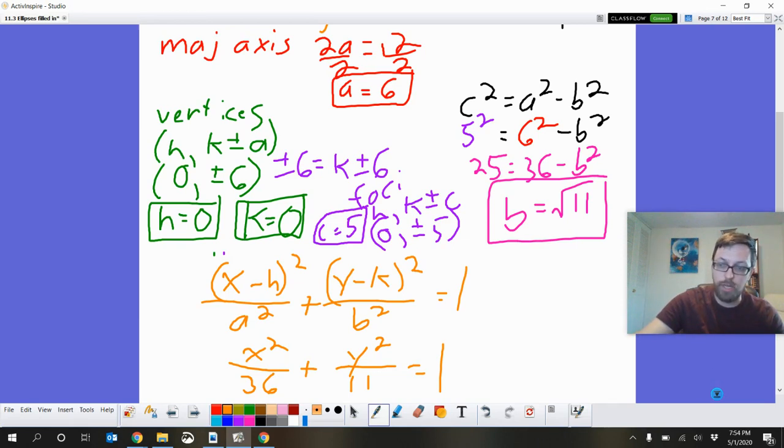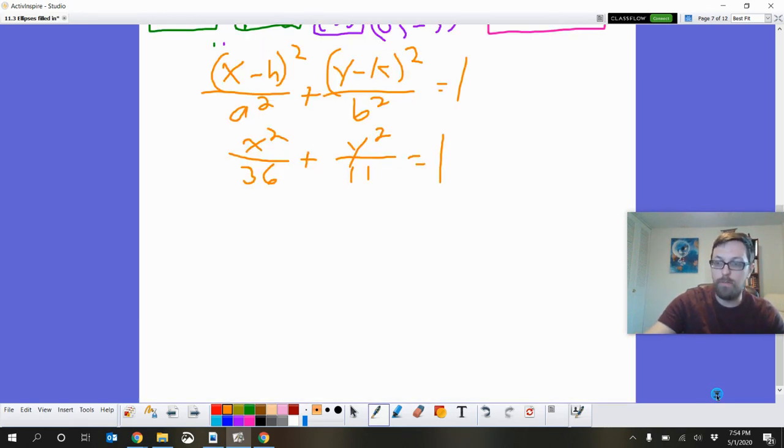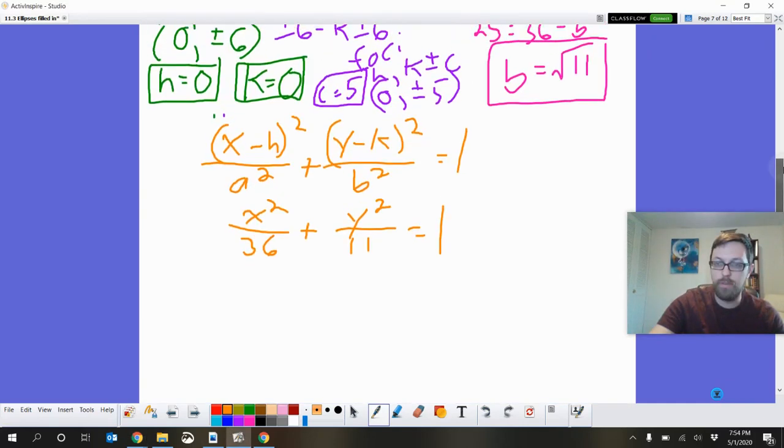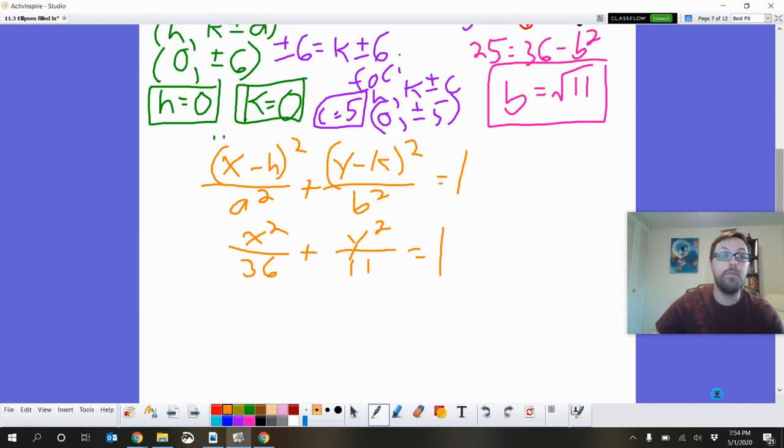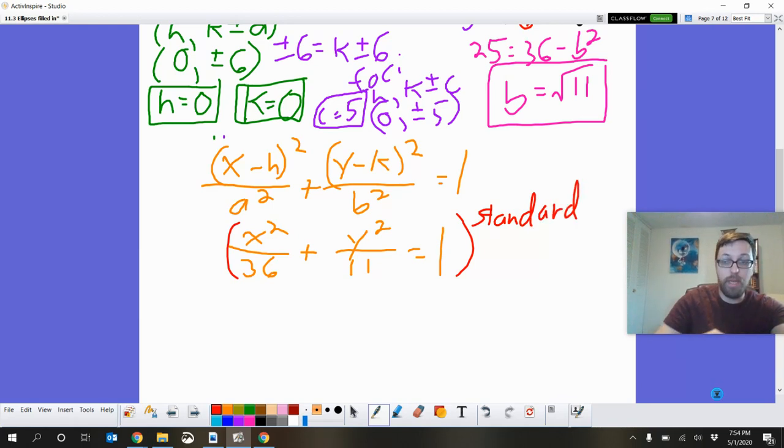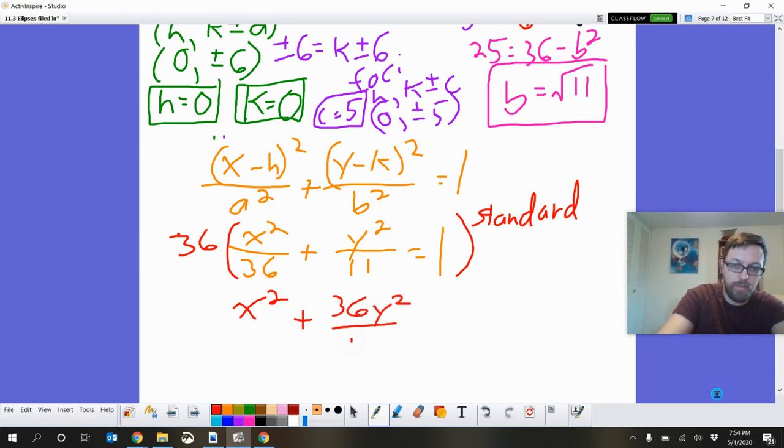I still want to write general form as well. So for general form, I need to get rid of my fractions. So I'm going to start by multiplying both sides. So we got standard right here. If we want to get rid of those fractions, I'm going to get rid of that 36 first. So then we've got x squared plus 36y squared over 11 equals 36.